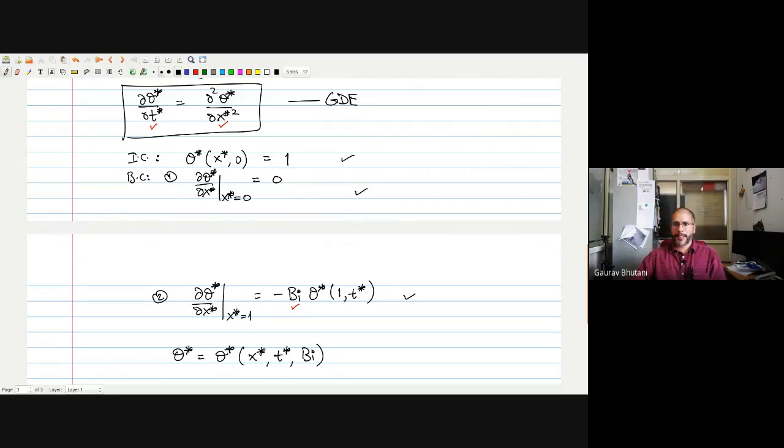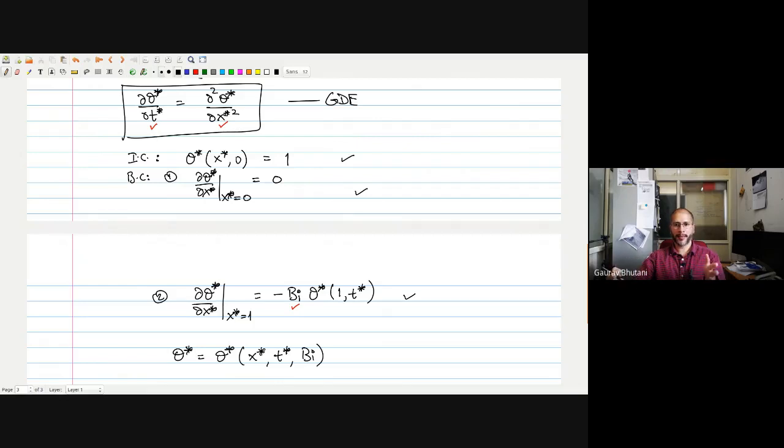And this is an extremely useful expression in the sense that for a given geometry, again, we're talking about this rectangular geometry only. We cannot change the geometry, but for this given geometry, all I now have to do is find the value of theta star. I need to find a table where my theta star is given as a function of different x star values between 0 and 1, different t star values between 0 and infinity, and different Biot numbers.